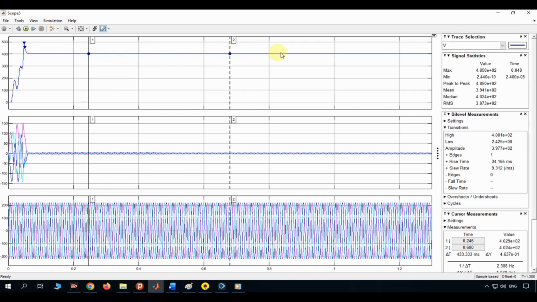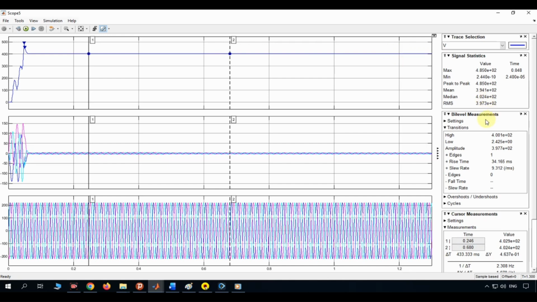Looking at the signal statistics, the mean value of the DC link voltage across the whole simulation is about 394 volts, while the median is about 402 volts, and the root mean square value is about 397 volts. The fact that the median and our RMS values are close to each other, and both sit near 400 volts, confirms that after the initial transient, the voltage spends most of its time regulated tightly around its 400-volt reference.